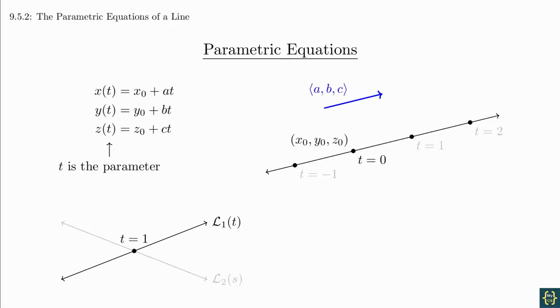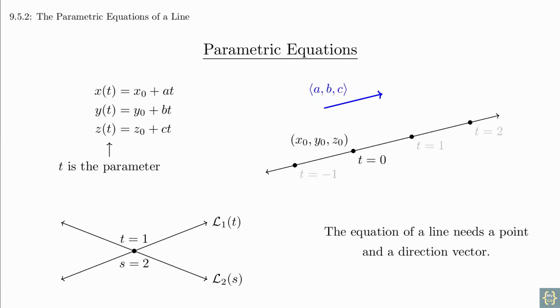So for the first line, we may be at the intersection at t equals 1, and for the second line, we may be at the intersection at s equals 2, and we would still say that the two lines intersect each other.